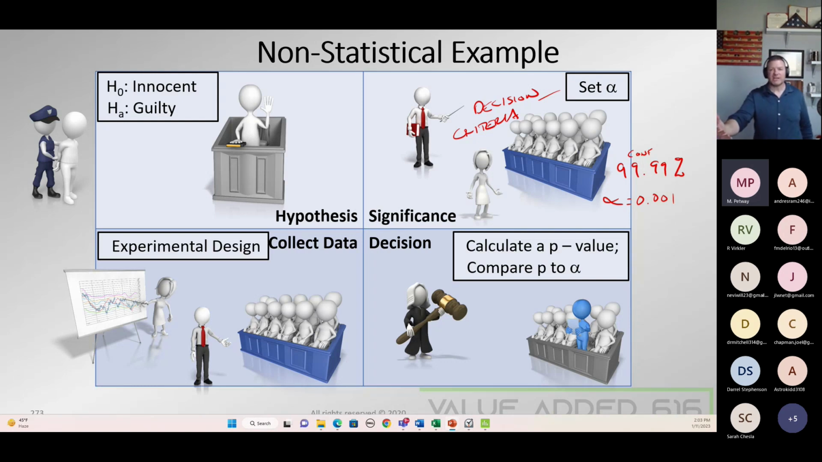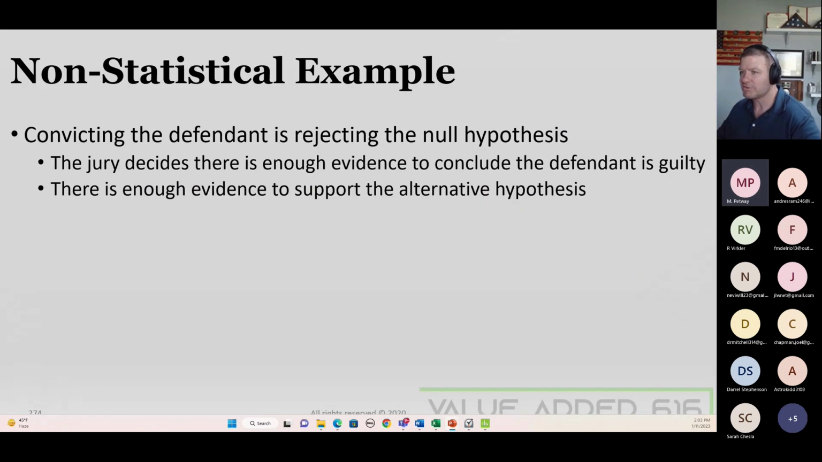But it's just like a trial. So that null hypothesis is that you're innocent until proven guilty. Just like that null is innocent until there's evidence. Use better wording. Evidence that says we're not guilty or guilty. Now again, this sample's not over. There's more to this story. In this non-statistical example, the jury decides, let's say they decide there's enough evidence to conclude that the defendant is guilty.